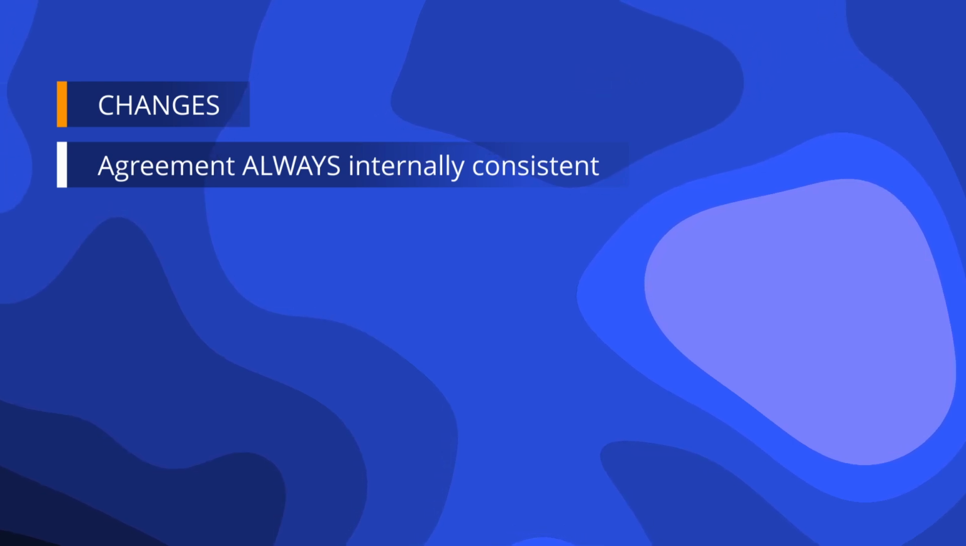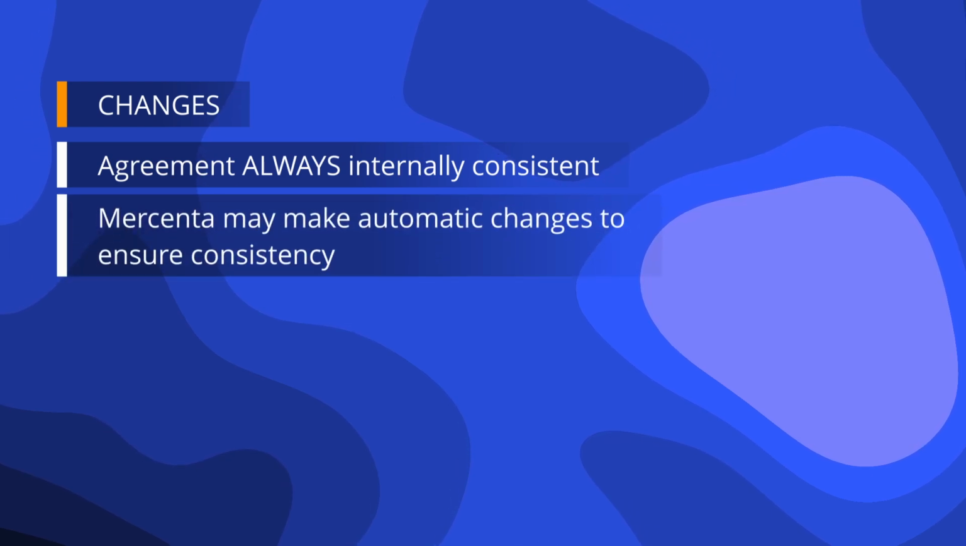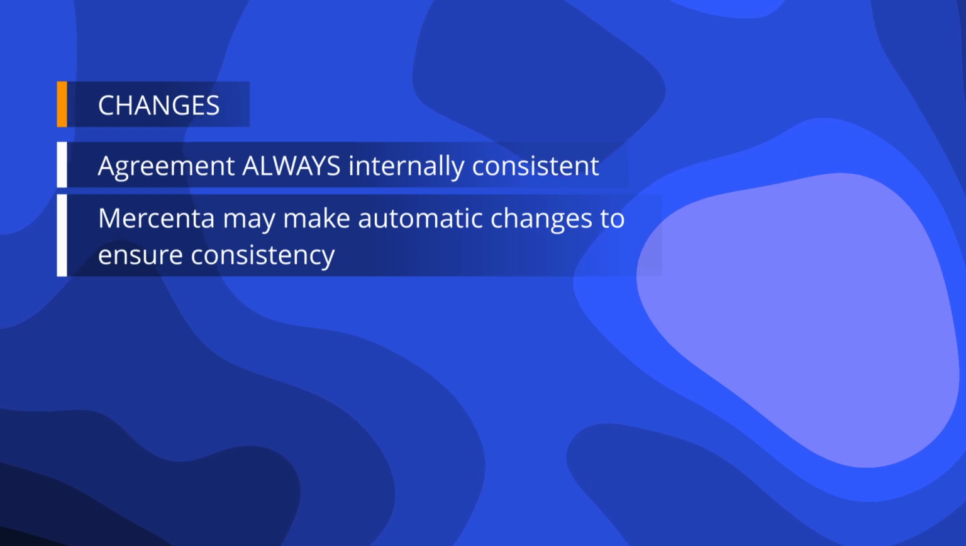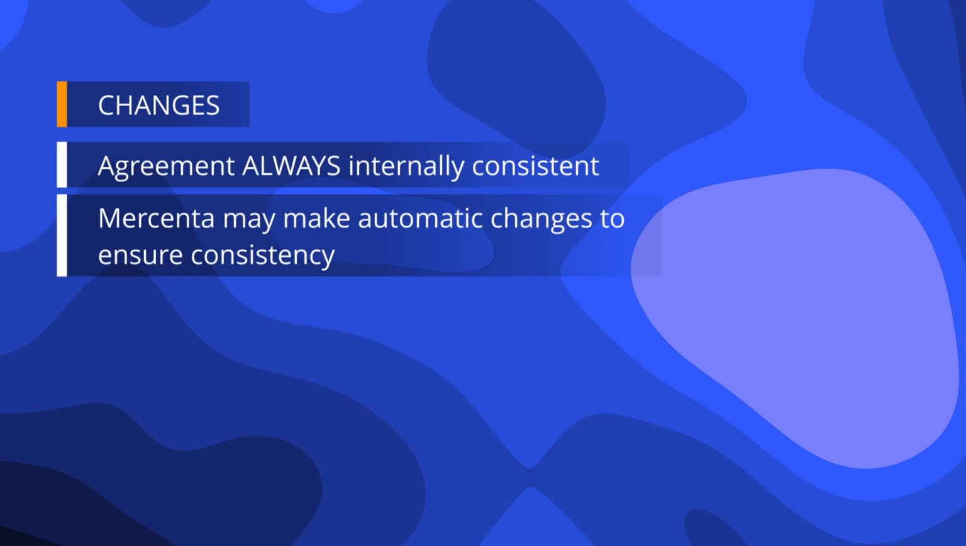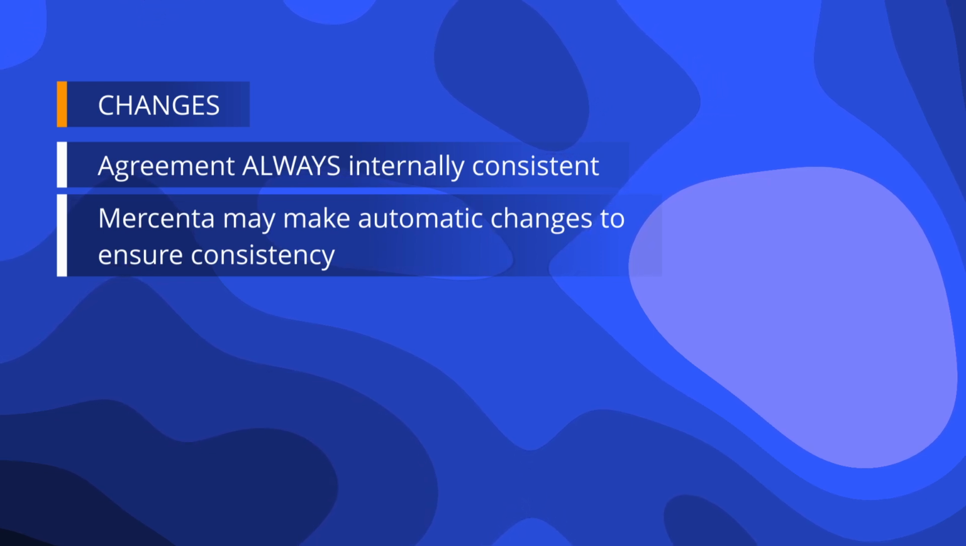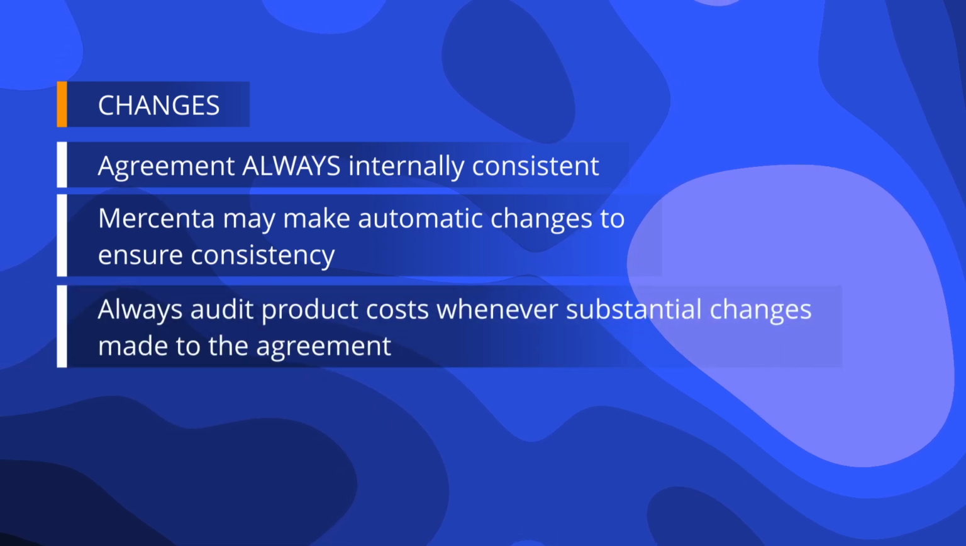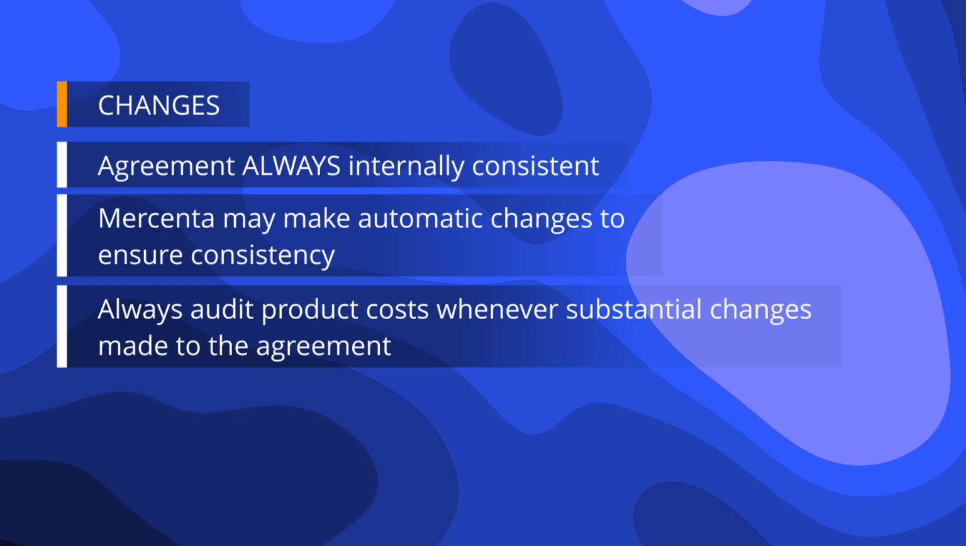To maintain internal consistency, Mercenter may automatically modify the cost structure and product costs when changes are made to the entities they depend on. The changes that occur and the actions taken by Mercenter depend on the type of change being made. If it causes the cost structure or product costs to be invalid, we will display appropriate warnings. But don't rely on warnings. It's always good practice to individually review all product costs whenever you make any substantial change to the agreement.